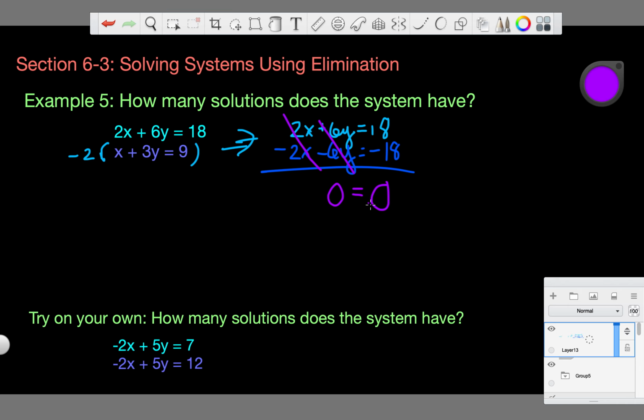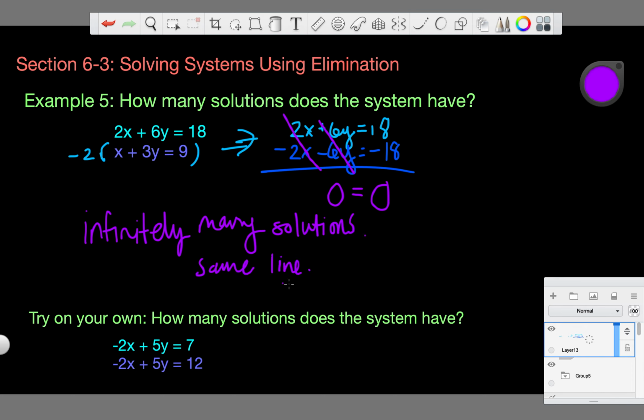So 0 equals 0 is an identity, which makes sense, right? 0 does equal 0, which means that this system has infinitely many solutions, which means that they are the same line. So if you got something down here that may have said 0 equals 1, this would mean that it would be no solution, which means that they're parallel lines. So you need to know if this is true, it's infinite. If it's not true, it's no solution.